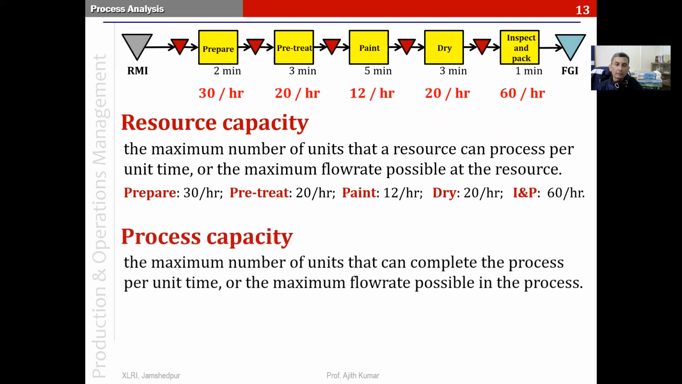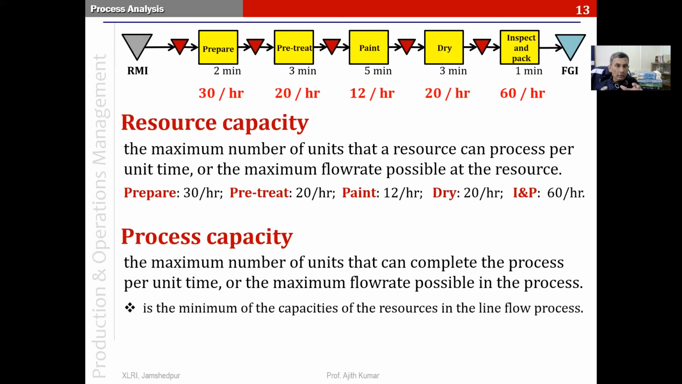The process capacity is the maximum number of units that can complete the process per unit time. In other words, it's the capacity of the process as a whole. So this also is the maximum flow rate possible in the process. If you now look at this figure closely, you will realize that the process capacity has to be the minimum of the capacities of the resources in the line flow process. Whichever resource has the lowest capacity, that resource's capacity will be the process capacity. So in the given example, the process capacity is 12 units per hour because that is the lowest capacity of a resource, which happens to be the paint resource.